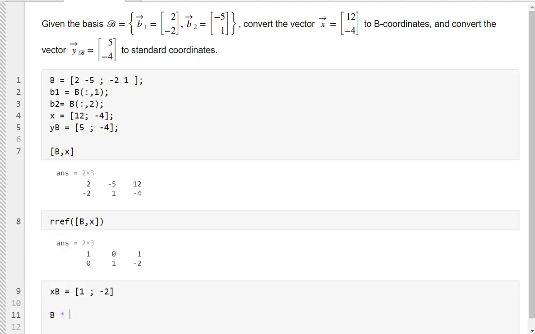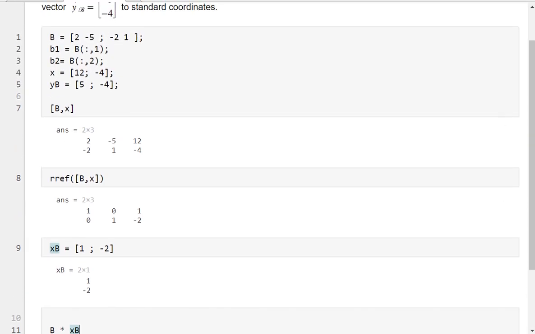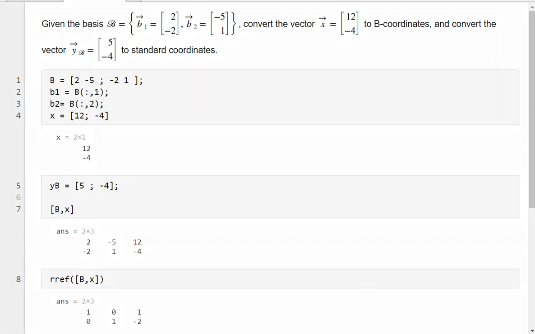And if I take b times xb, then I get back to the vector that I had, right? This is my x vector here, 12, negative 4. And when I multiply the coordinate matrix times a vector that's in those coordinates, it converts it back to standard coordinates, which will give us a hint on how to solve the second piece, right? How am I going to figure out what y is if y is presented in the b coordinates and I want to convert it to standard coordinates?